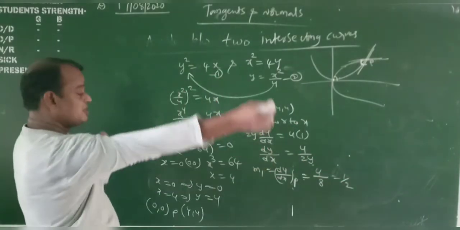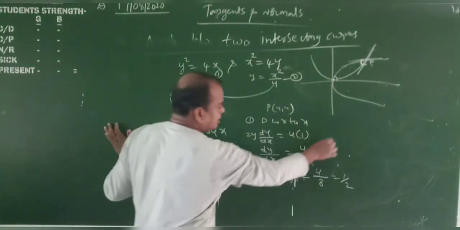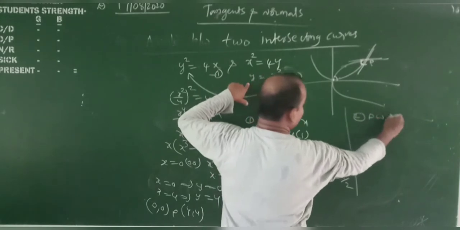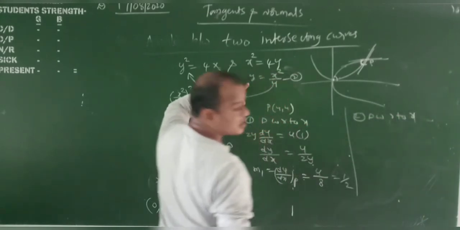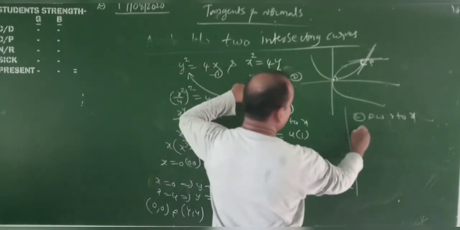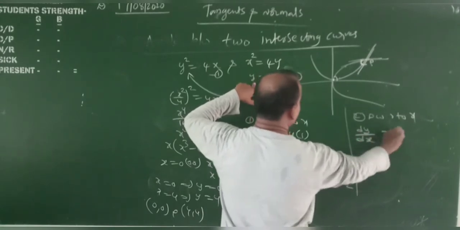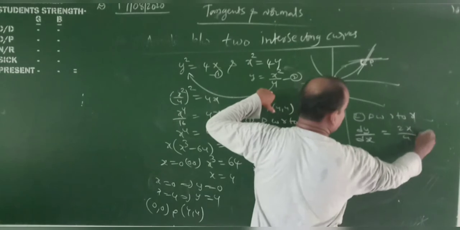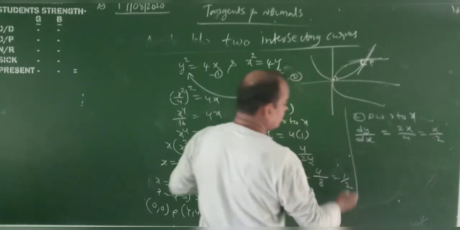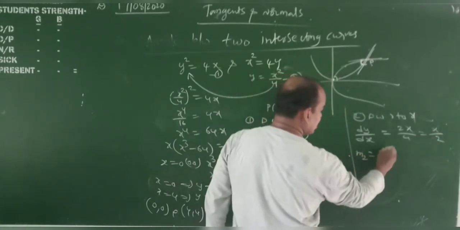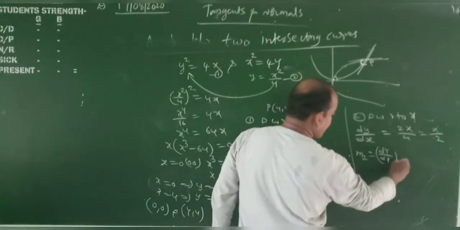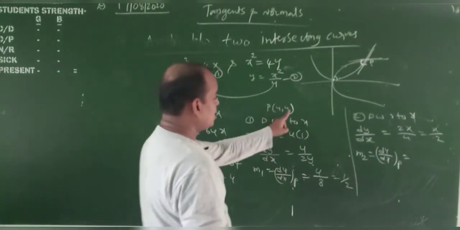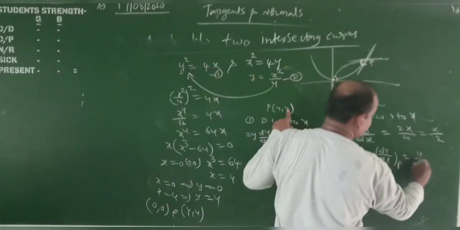My dear students, now the second curve. Differentiate curve 2 with respect to x: dy by dx is equal to the derivative of x square, 2x, by 4, that is 2x by 4, equal to x by 2. Now m2 is equal to dy by dx at P. P is 4 comma 4, so substitute 4: 4 by 2, which equals 2.